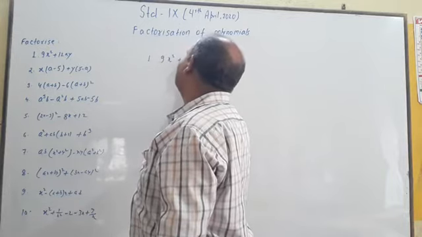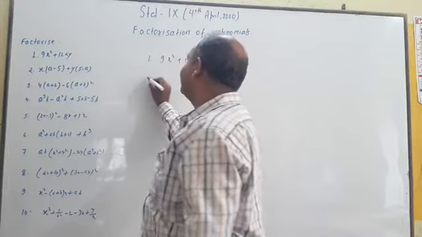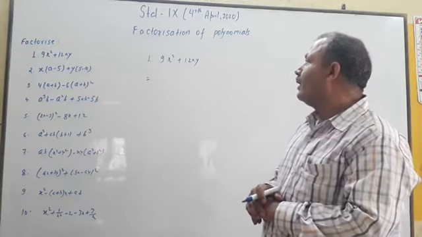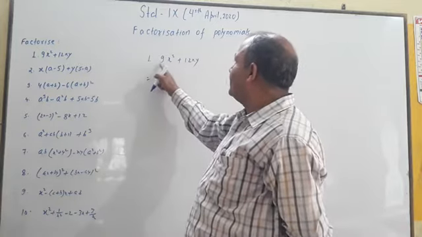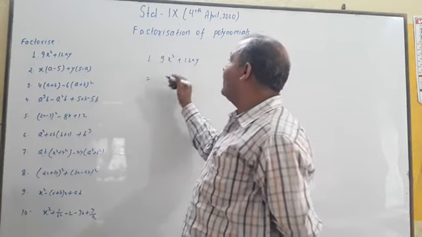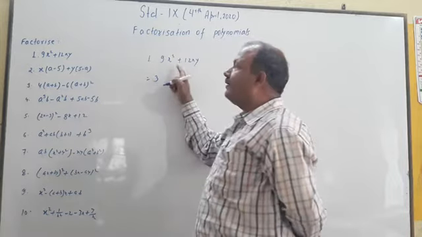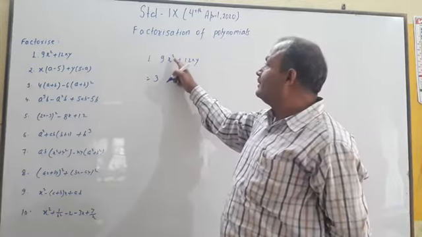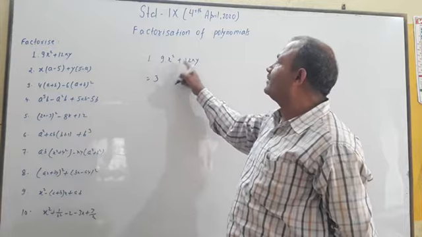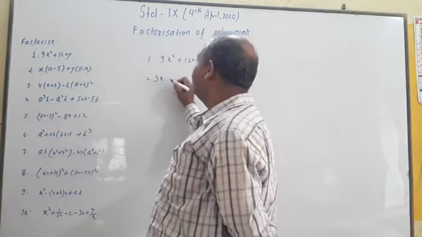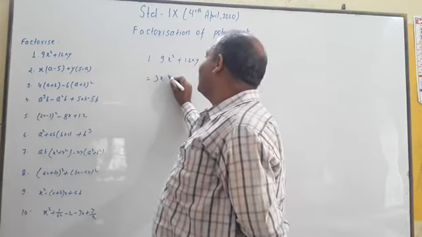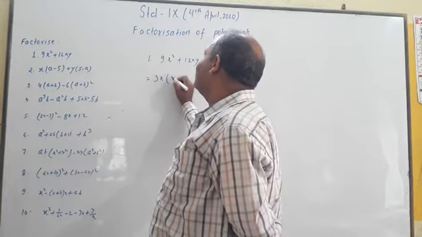First problem, 9x square plus 12xy. You have solved such type of problems in standard 8 also. First of all, you have to see the constant terms 9 and 12, and you have to find their HCF. HCF of 9 and 12 is 3. Now we have to see the variables. This is the square of x and this is x, and therefore HCF of x square and x will be x. Now there is no other term. We will take 3x as common, and here 3 are 9.